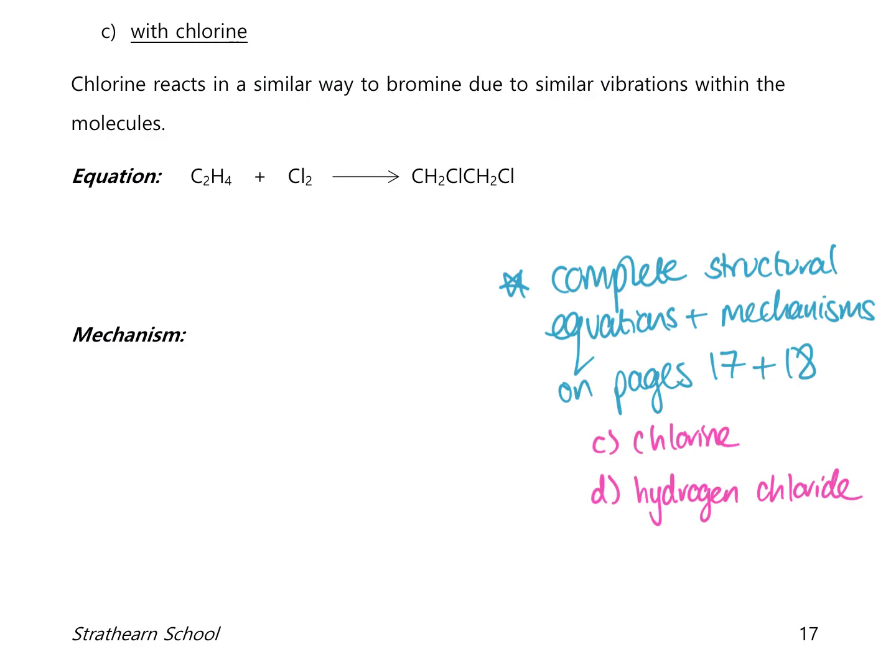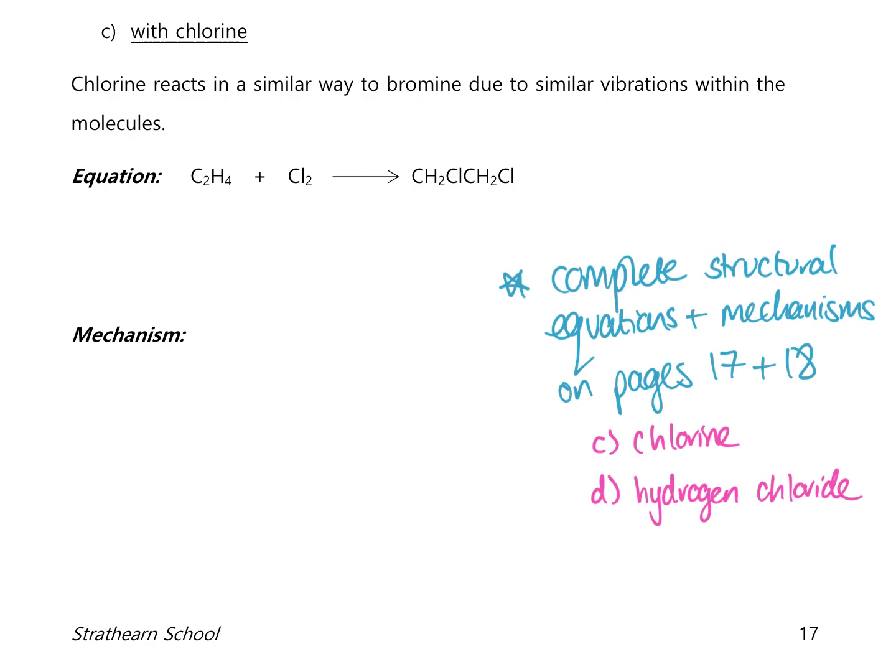So what I would like you to do now is to try some of the structural equations and mechanisms for yourself. As I said, the electrophilic addition reactions that are mentioned on your specification, the specific ones you need to know, are alkenes reacting with chlorine, bromine, hydrogen chloride and hydrogen bromide. So we have done the bromine and hydrogen bromide examples on the previous pages, and now I'd like you to complete the structural equations and mechanisms for the reaction of an alkene, and we're just using ethene as our example in each case.